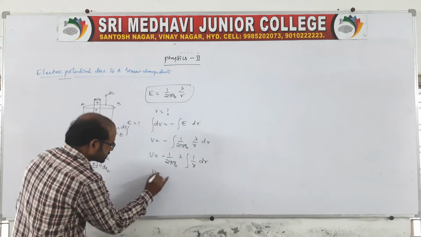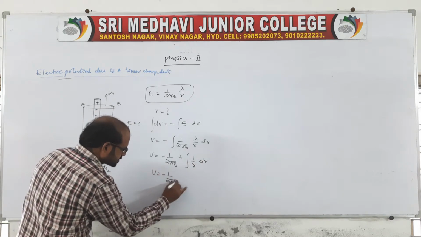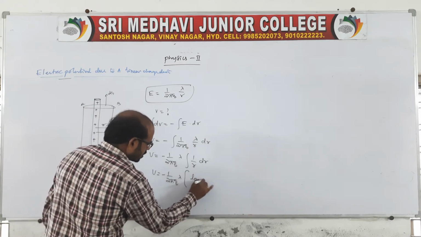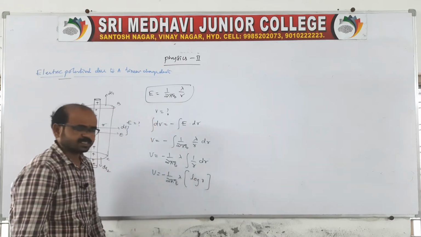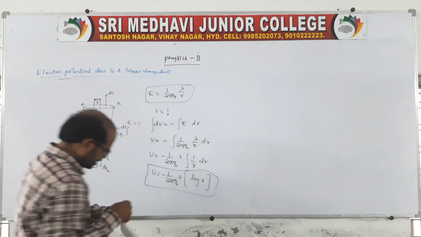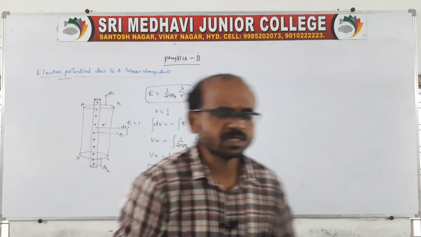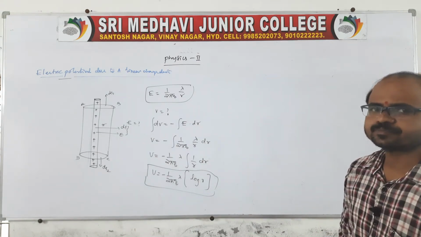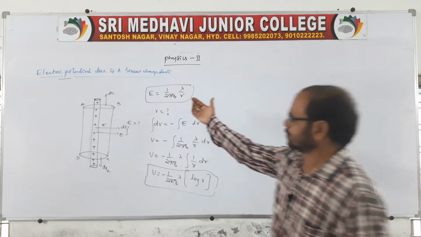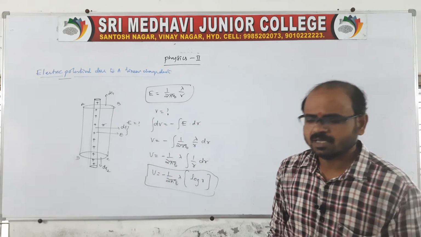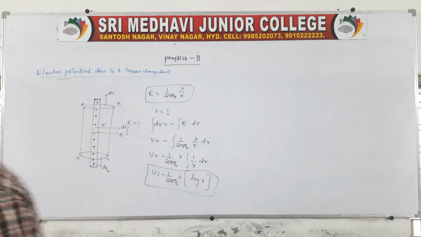So V equals minus lambda by 2 pi epsilon naught, integral 1 by r dr, which is nothing but log r. This is the answer for an infinitely long wire, with the charge distributed throughout the wire. Clear? This we already know; you take a direct integration method.